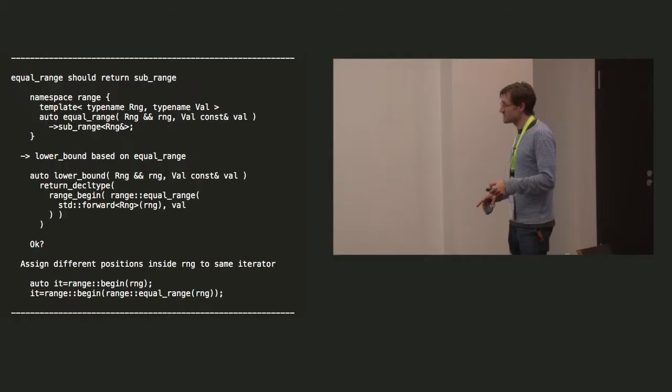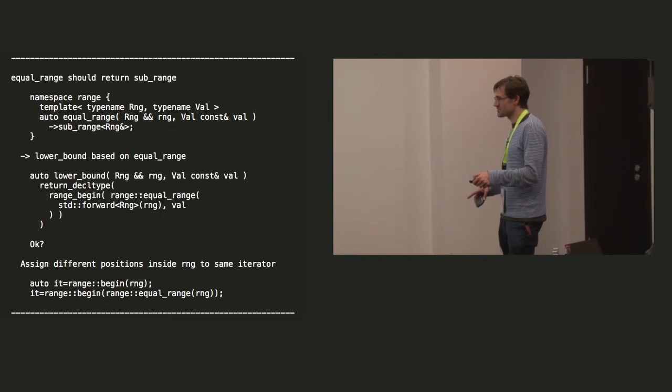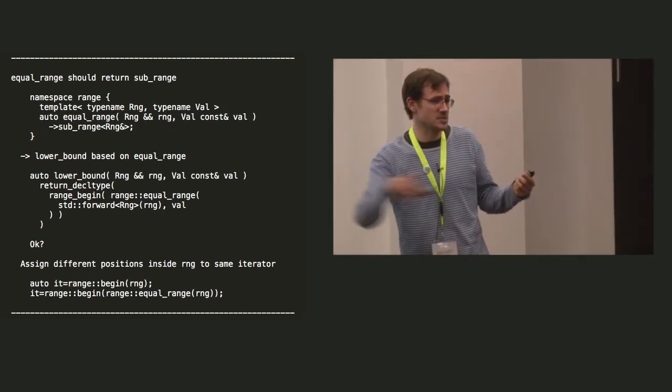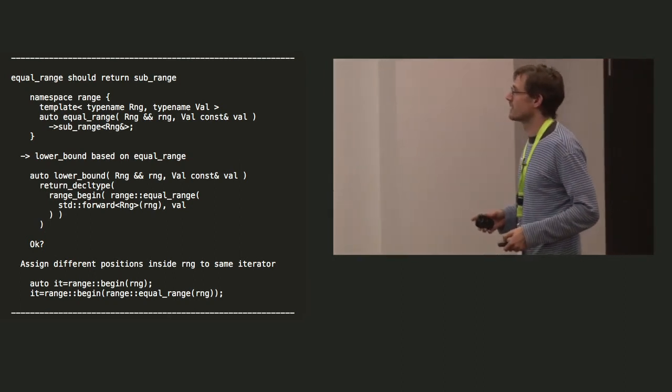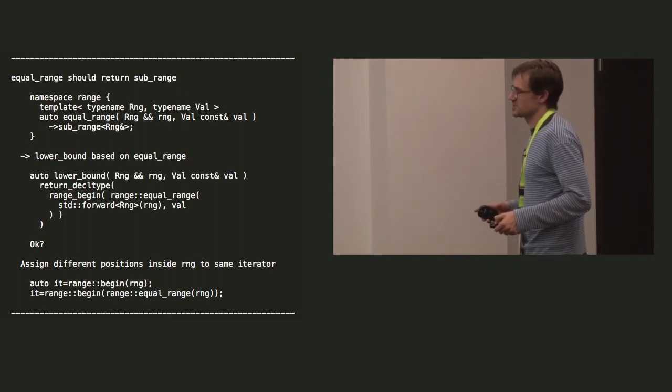So you should be able to do this. You should be able to say, okay, I have a type here, auto it, and now I want to assign a different place to this it, which just happens to be coming from the equal range begin. And you should be able to assign it here. Why not? Right? This is a place in my range. And it's all just places. Why worry?